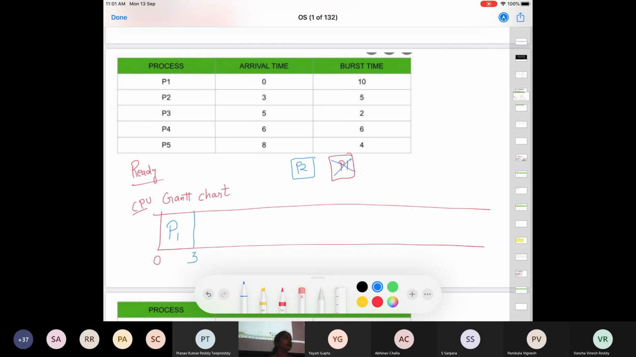P1 is not finished yet. So even if P2 comes to the ready queue, I'll keep on executing P1. P2 just sits in the ready queue and waits. Yes, so that is a problem with this scheduling, right? Take it as the very first scheduling algorithm which we can think of. It is too simple, and that's why it has the problems which you are referring to.